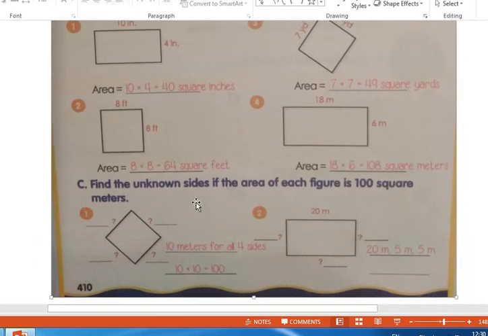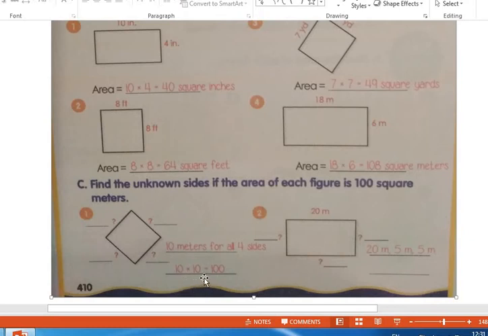Here, find the unknown sides. If the area is given and it asks me to find the unknown sides, it's very easy. Here, the area is 100 square units in both 1 and 2. Here it's a square, so I know that the area of a square equals side times side. So what should I do? Side times side.